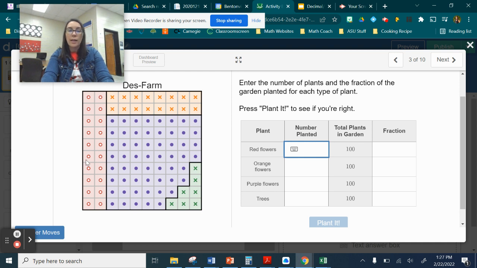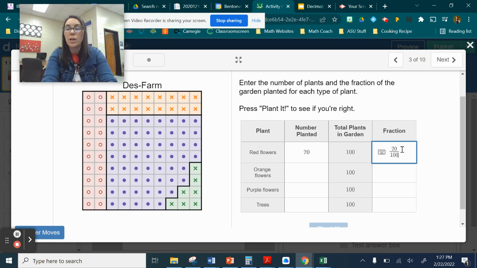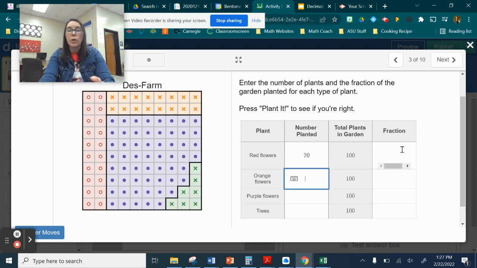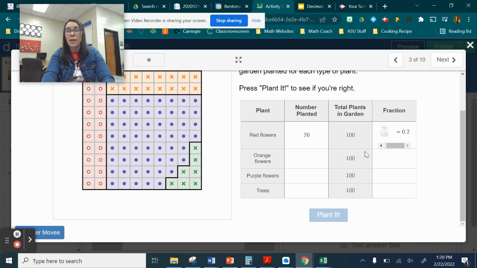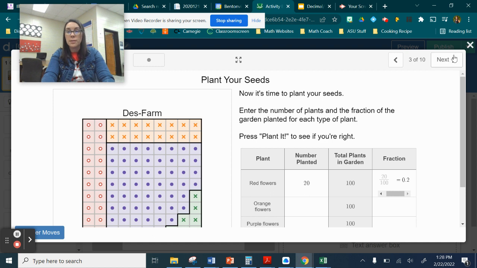So if I look at my red, I know I have 2 rows here, so that makes 20, 2 rows of 10. And then for my fraction, we know that it's 20 out of the 100 total pieces that are in the garden. What I want you to notice is if you scroll over, it's showing you that decimal. Remember, 2 tenths is equivalent to 20 hundredths because you could place a 0 behind here and it would make 20 hundredths. And so you're going to do that. Yours might not be 20. It all depends on how you create your garden.